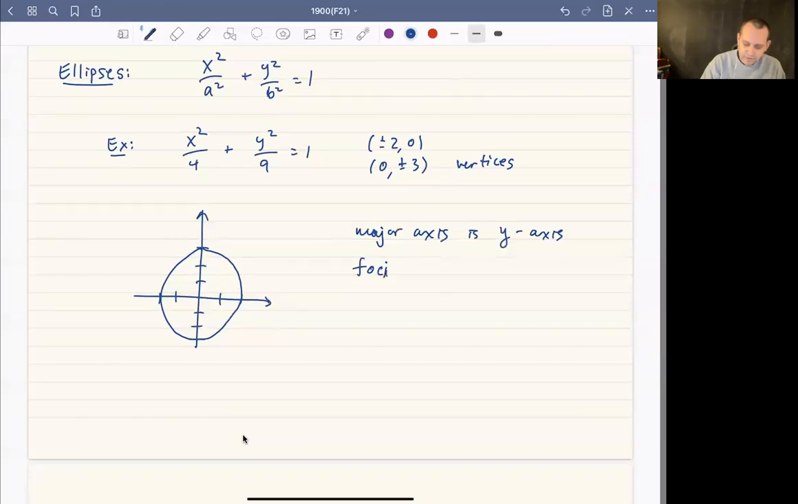And so the focal points are the values. In this case, the focal points are always on the major axis, so they're going to be on the y-axis. They're going to be the points (0, c) and (0, minus c), where c squared is the larger value minus the smaller value here. So 9 minus 4, c squared is going to be 5. And so that means c is plus or minus the square root of 5, which is about 2.2. So our focal points are going to be something like here and here.